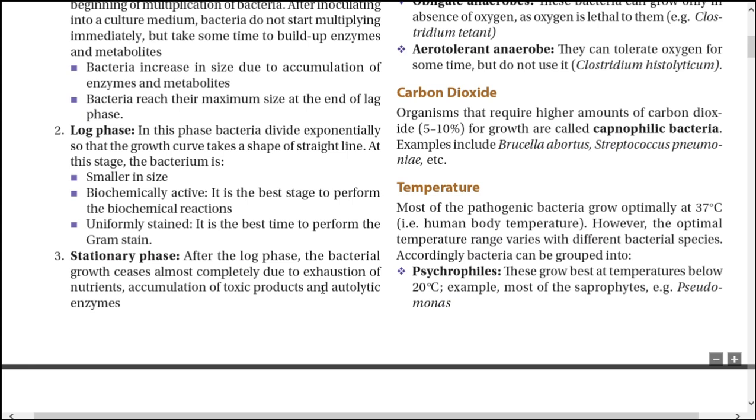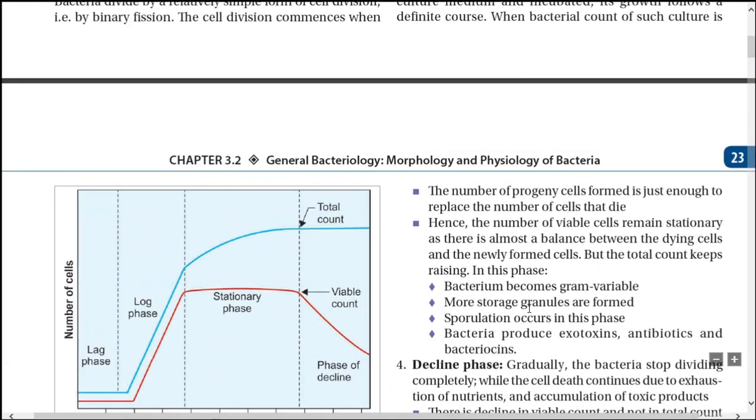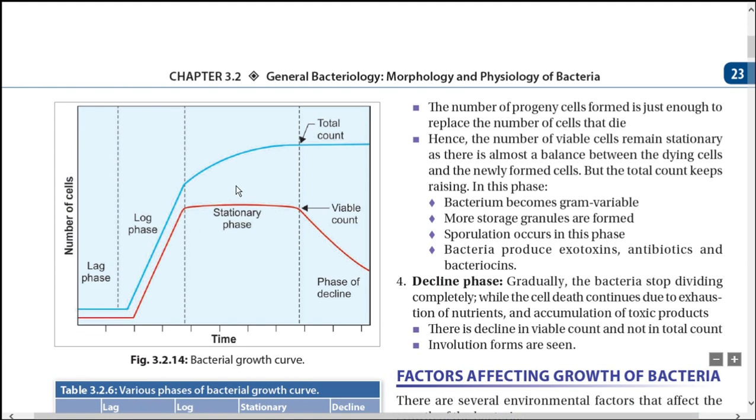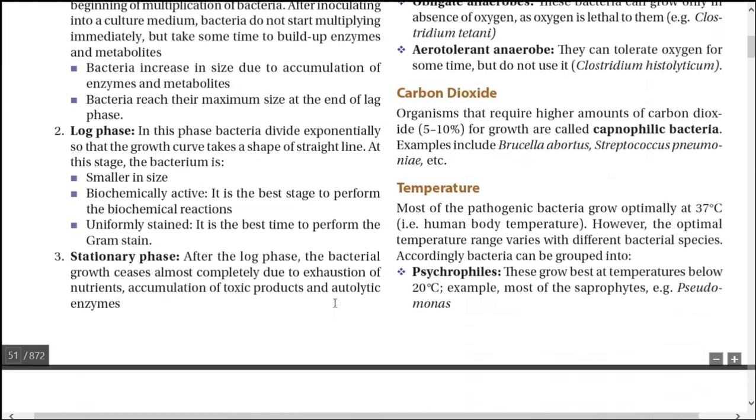And in stationary phase, due to exhaustion of nutrients and accumulation of toxic products and autolytic enzymes, the bacterial growth stops completely after some time. Then the fourth phase is decline phase. In this phase, there are four processes. The bacterium becomes gram variable, more storage granules are formed, and sporulation occurs in this phase.